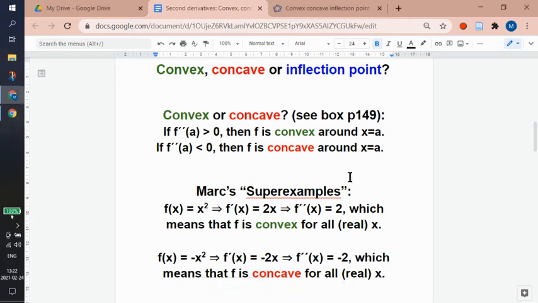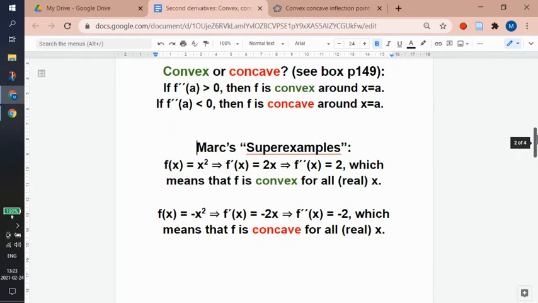Okay, so hi again. Let's learn how we can use the second derivative to find out if a function is convex or concave over an interval or has an inflection point. We're going to begin by looking at whether the function is convex or concave. Here we have the key information from your books.